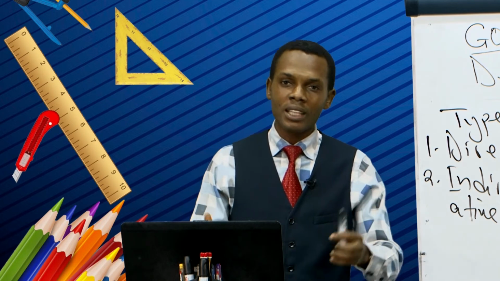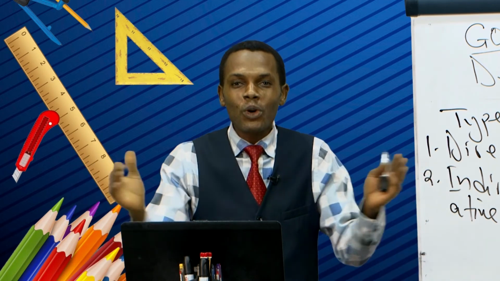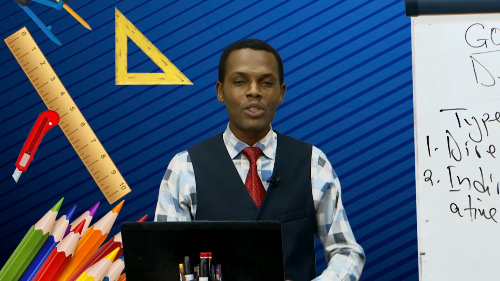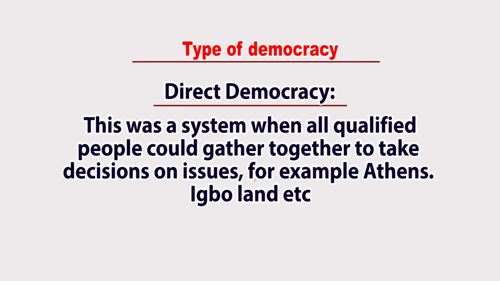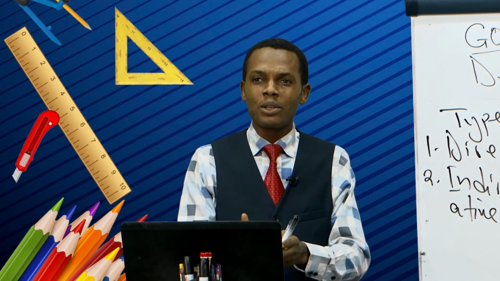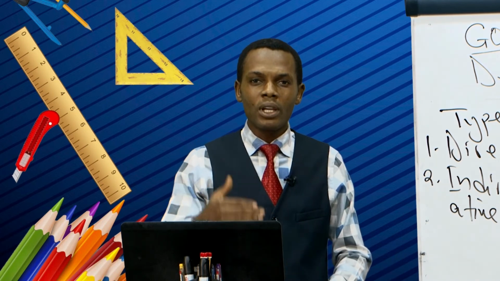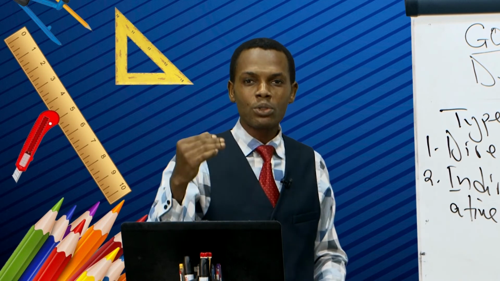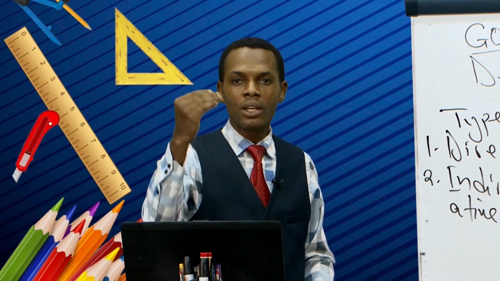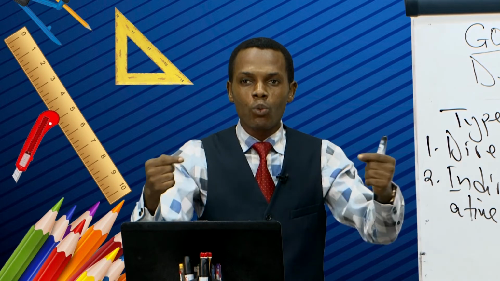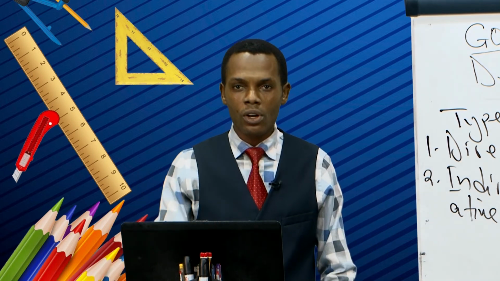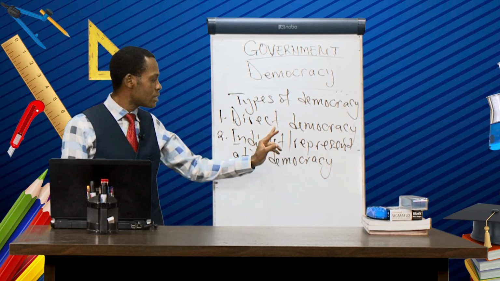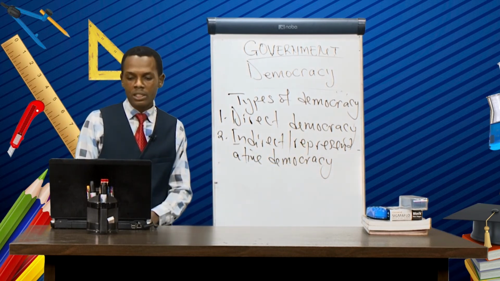But like I said, a time came that it was not possible for everyone to come together and take a decision again. For example, look at Ogun State, the population of this state. If we want to gather together to take a decision on an issue, where do we gather? How can we be taken care of to take a decision? So it is good we select some people to represent our interests where they are taking this decision. Whatever they then decide on will be binding on every one of us. That is what brought about indirect democracy or representative democracy.